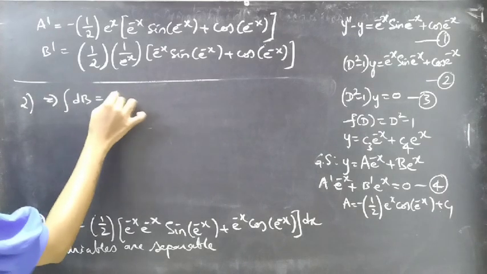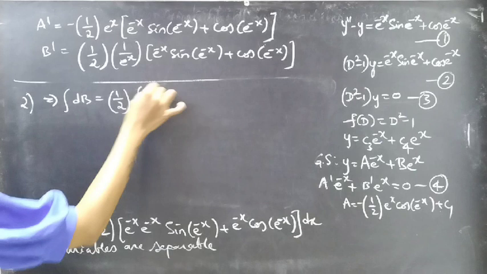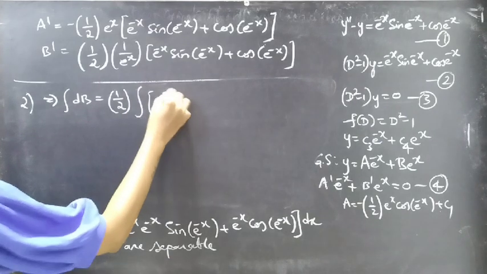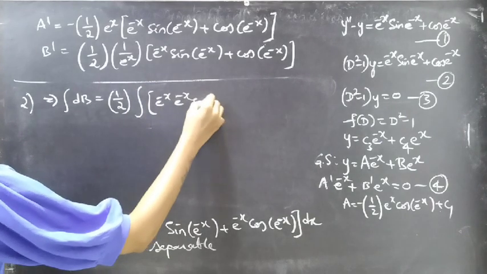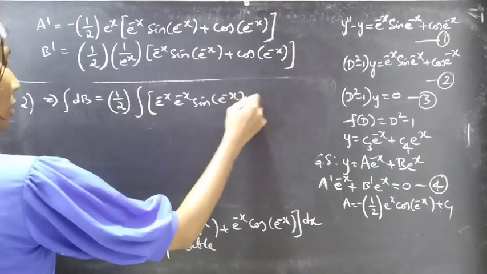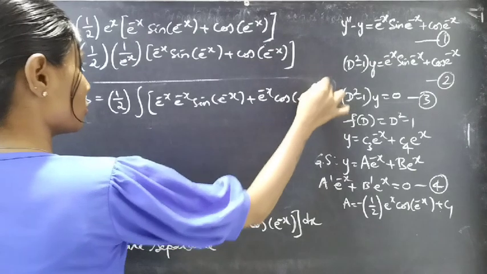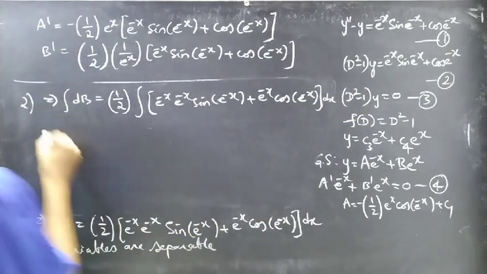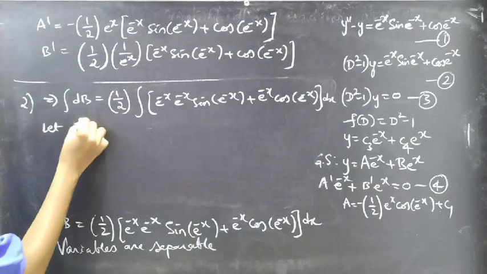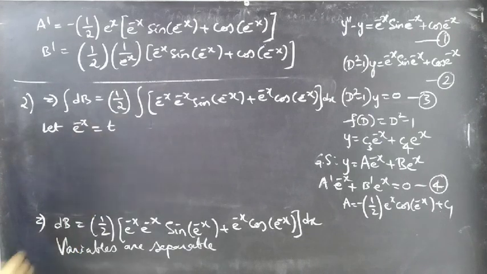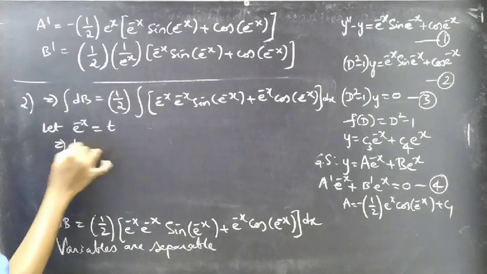Integral dB equal to 1 by 2 integral of e power minus x sine e power minus x plus e power minus x cos e power minus x into dx. Let e power minus x equal to some t, right? Now differentiate on both sides with respect to x.